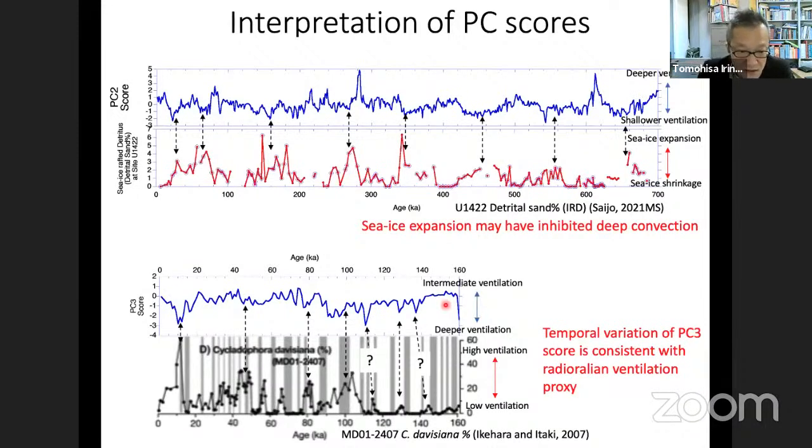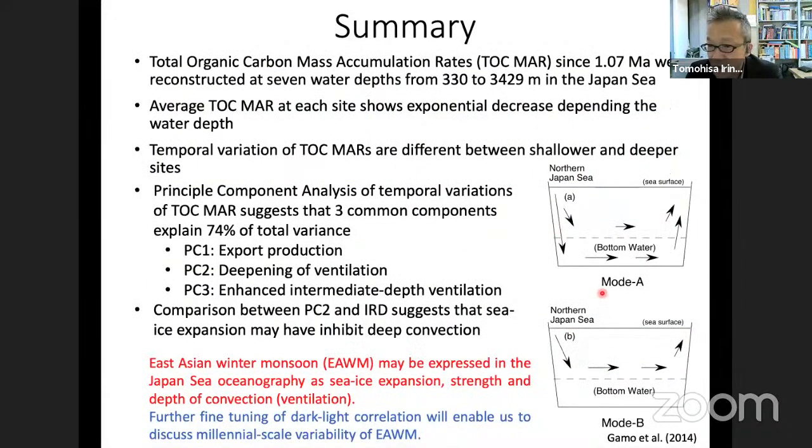In this case, the positive PC3 score means the intermediate depth ventilation, and the negative means the deeper part ventilation. And this radiolarian proxy suggests active ventilation or inactive ventilation. So these two signals look very consistent. I stop here for my consideration at this stage.